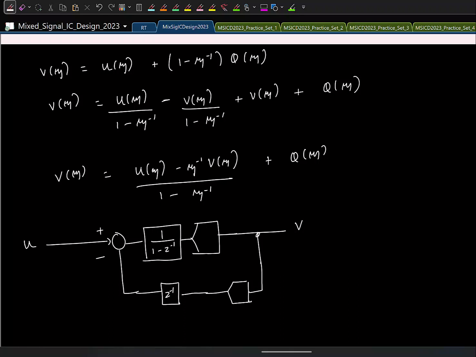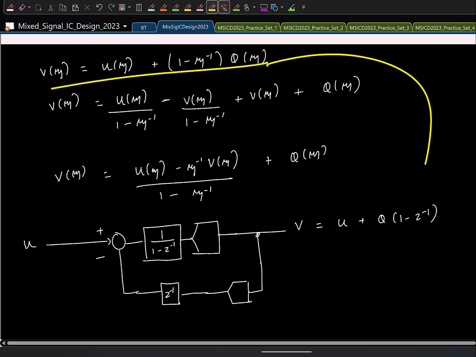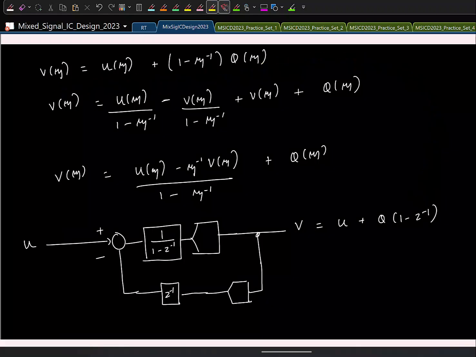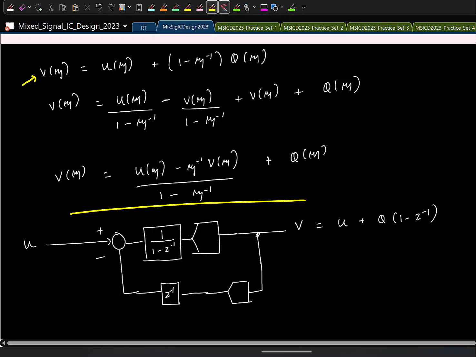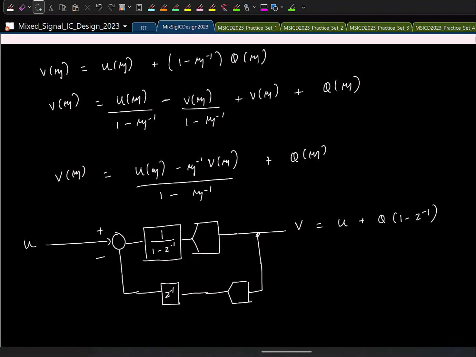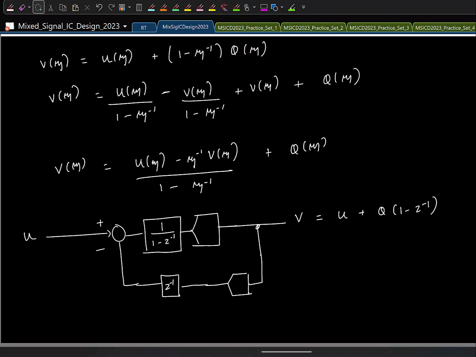In practice, one more modification is done to simplify the implementation. First let me write it here. Here I get V to be U plus Q times 1 minus Z inverse, right? Same thing. Remember, I started from this equation, I just modified it into a slightly different form, right? So it's all 1 plus 3 is 4, 2 plus 2 is 4. Final result is 4, right?